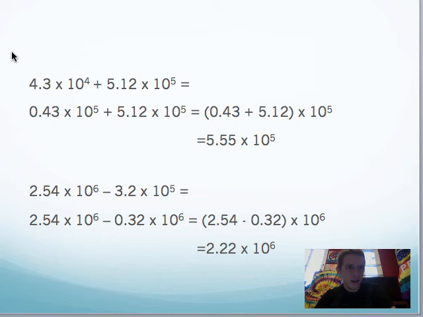Okay, so go ahead on the back side, do those practice problems, and hopefully you feel pretty comfortable with adding and subtracting numbers that are in scientific notation.